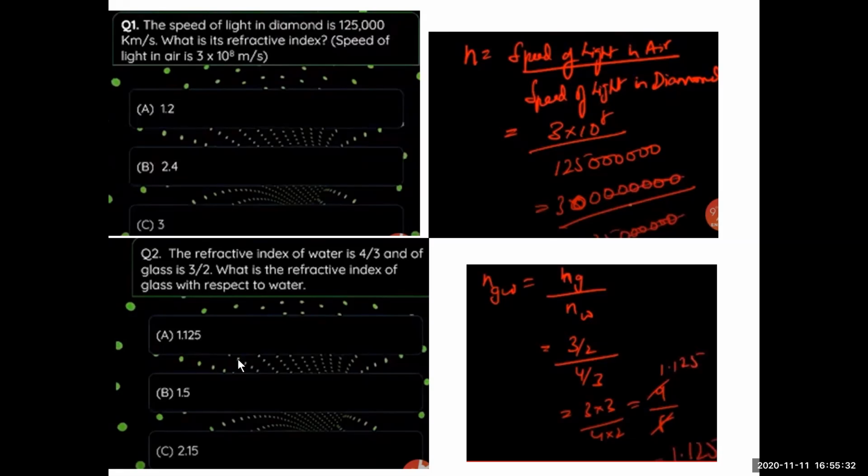Okay, students. One more example we are going to see here. If the speed of light in the medium decreases, then what happens to its refractive index? Yes, if the speed decreases, the refractive index increases. If the speed increases, the refractive index decreases. Okay, students, have you followed all this?